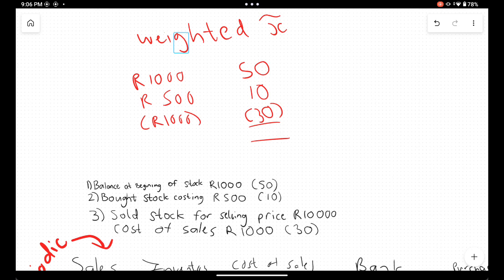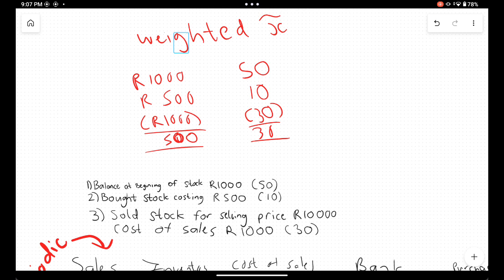Now, very easy. I want you to work out these two amounts. 1,000 plus 500 is 1,500. 1,500 minus 1,000 is 500 rand. 500 rand. 50 plus 10 is 60. 60 minus 30 is 30. So you have 30 products, and this is where they'll show you in the question sometimes. Like if you see last year's past paper, I think 2023, they show you the closing stock as a number. And then you have to work out this amount, but this is how you work it out.